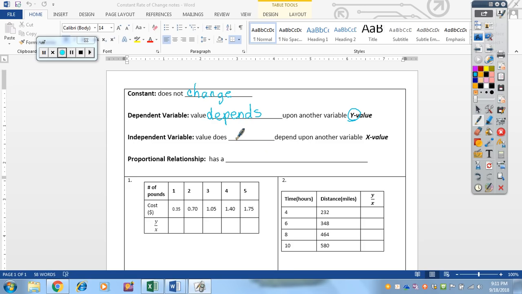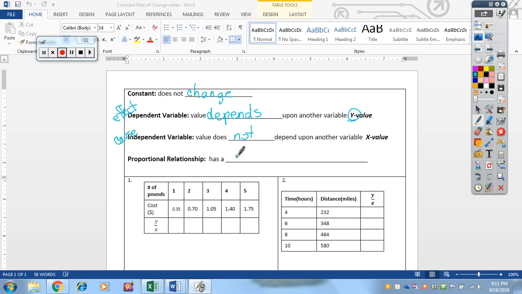Independent variable, it does not depend on the other one. Studying makes my test grade go up. My test grade does not make my studying happen. In fact, it's like after. So this is the cause, and this is the effect, which you talk about in reading and writing all the time. So it's the same. Yay, reading and math.